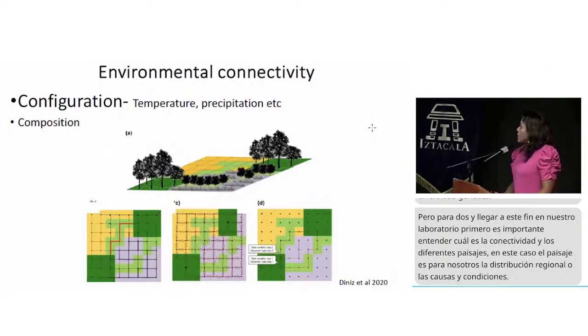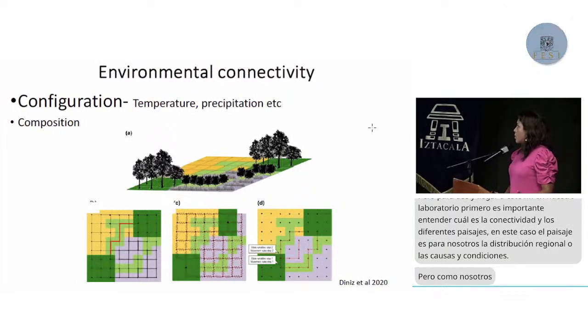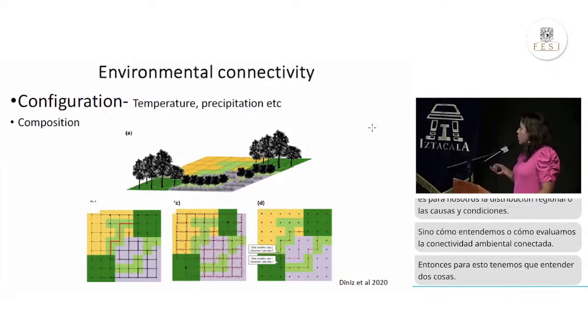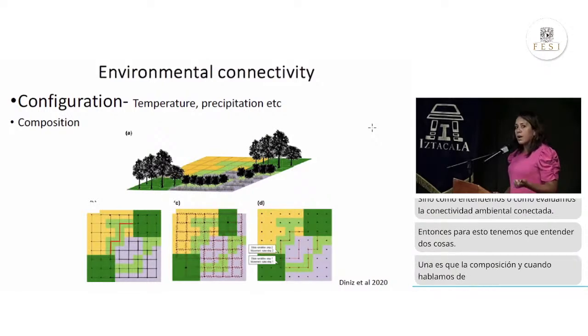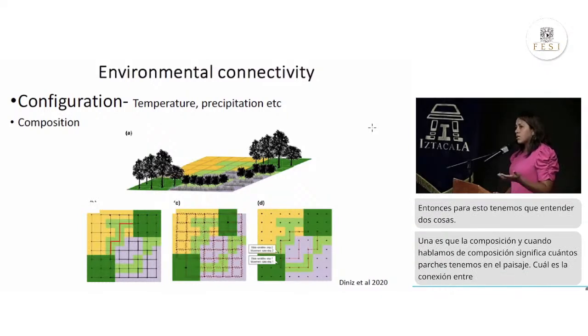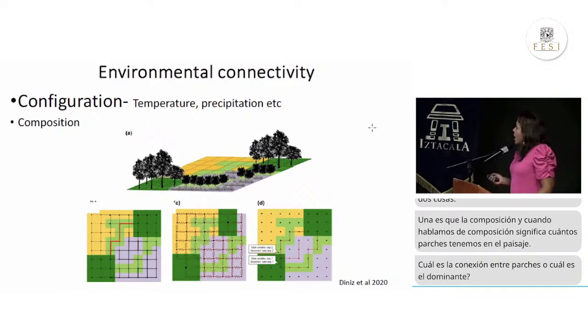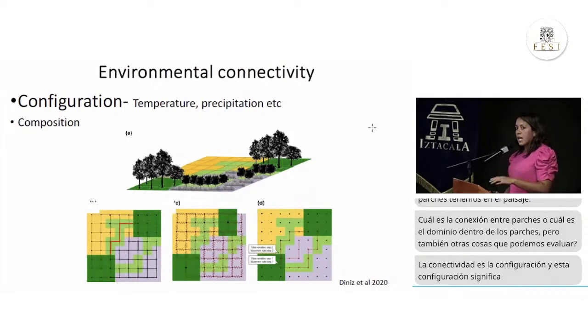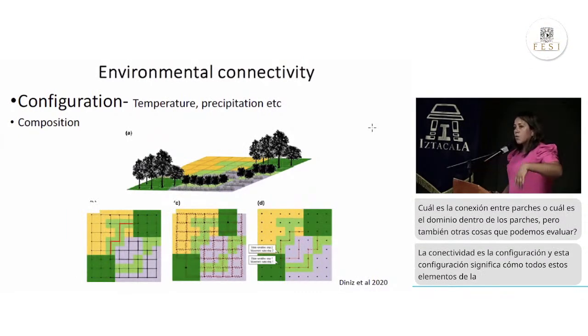But how do we evaluate environmental connectivity? For this, we have to understand two things. One is the composition, which means how many patches we have in the landscape, what the connection between patches is, or what the dominance inside the patches is. The other thing we can evaluate is the configuration. And this configuration means how all these elements of the landscape are distributed in space.